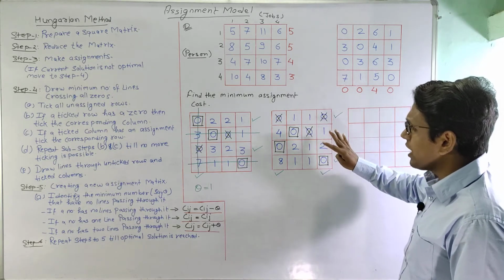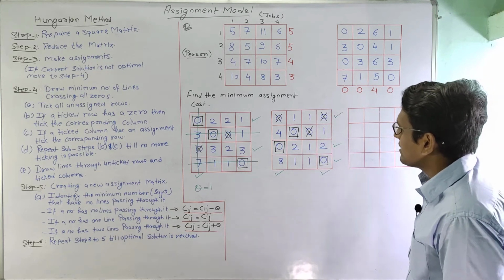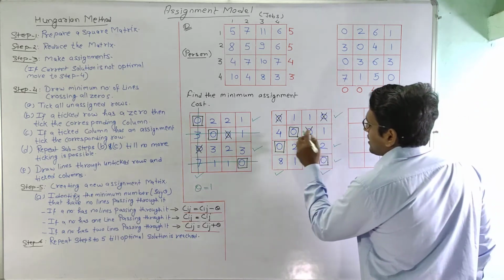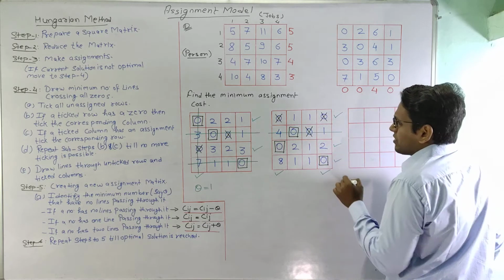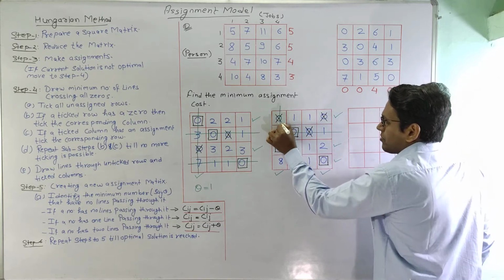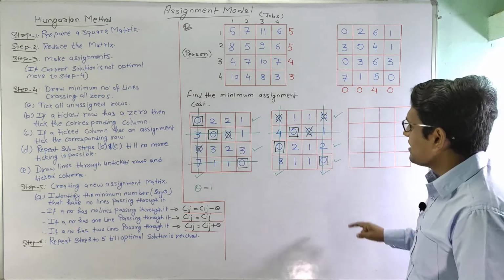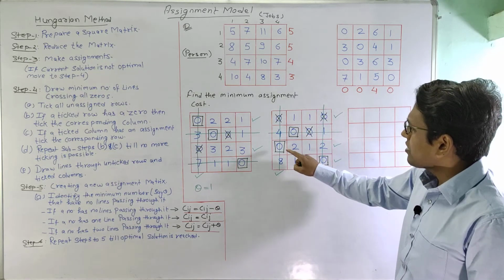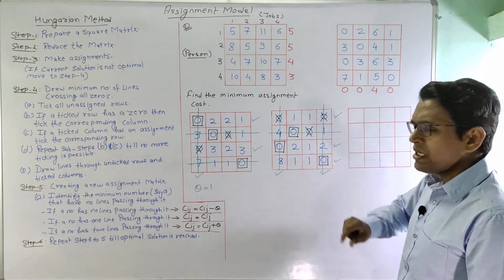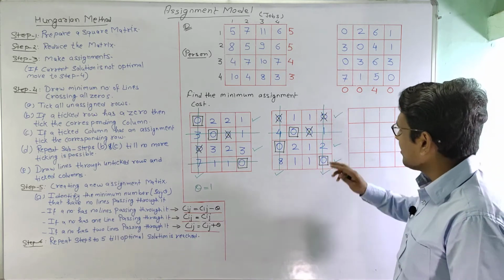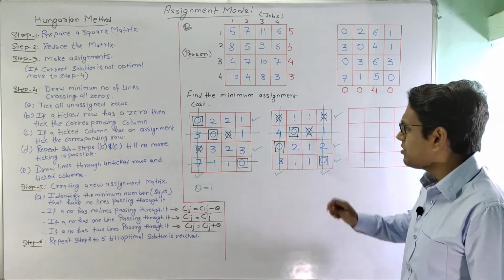Now we need to draw lines through unticked rows and ticked columns. So this is an unticked row and this is a ticked column. Again we can see here that for 3 assignments, the minimum number of lines we are able to draw is 3.